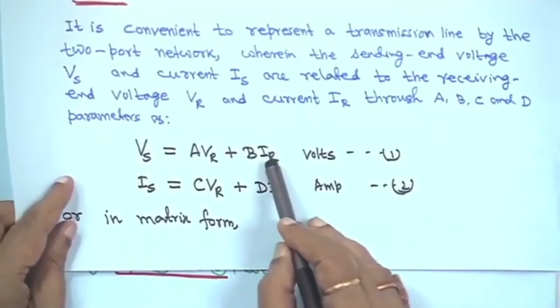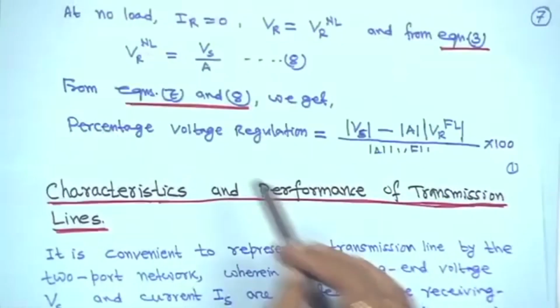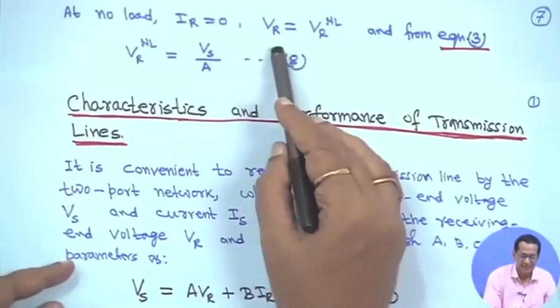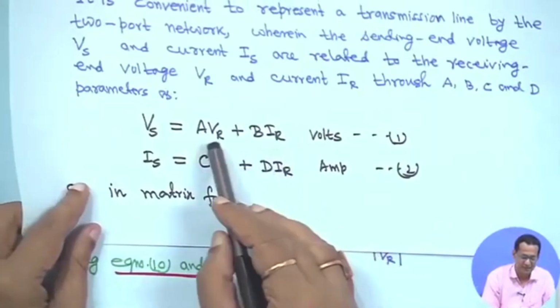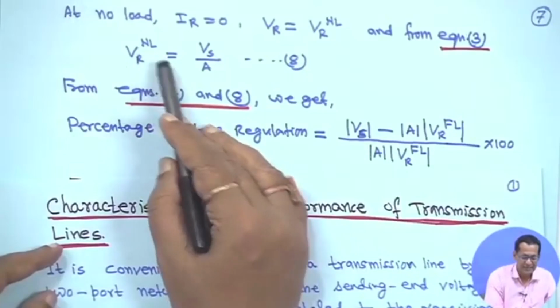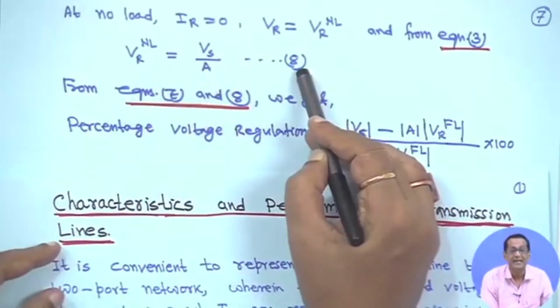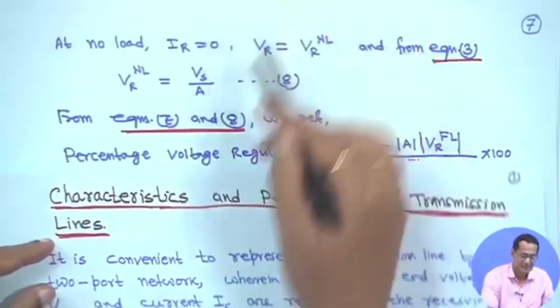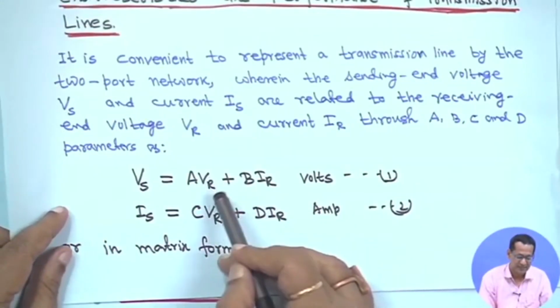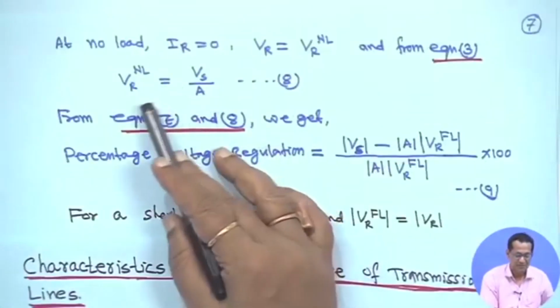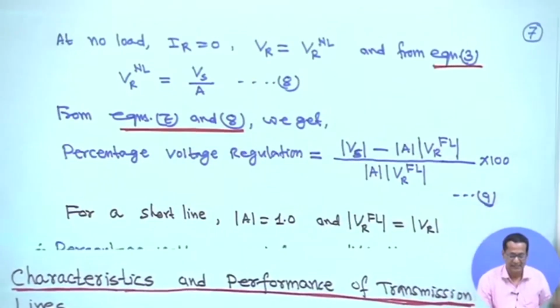So, at no load when IR is equal to 0, in equation 1 you put IR equal to 0 and VR equal to VR no load, then you will get VRNL is equal to Vs upon A. This is equation 8. This is understandable: from this equation only, put IR equal to 0 and VR equal to VRNL, so you get VRNL is equal to Vs upon A. This is equation 8.